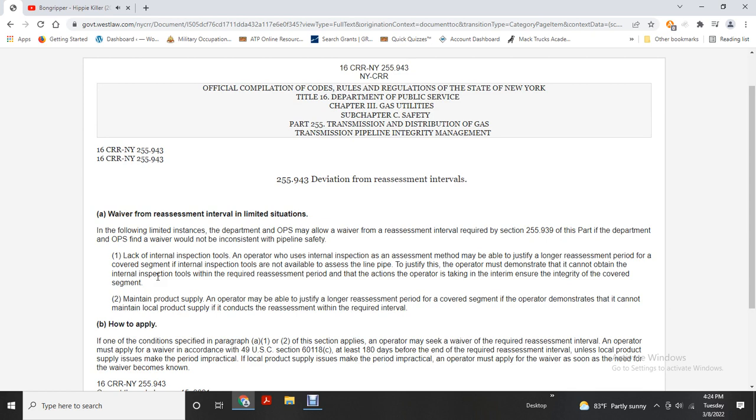An assessment method must be justified with a longer reassessment period for the covered segment when an internal inspection tool is not available to assess the pipeline. To justify this, the operator must make a demonstration that it could not obtain an internal inspection tool for the required reassessment period, define the actual operation taken in the interim, and ensure the integrity of the covered segment while maintaining product supply. The operator must be able to justify the longer reassessment period for the covered segment.